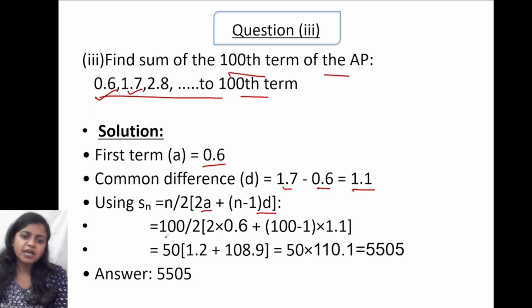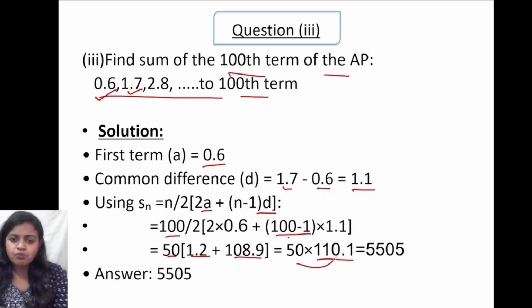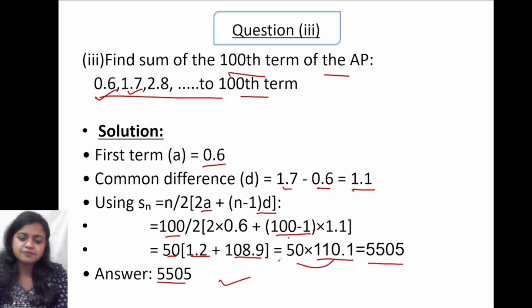Here n is 100, so 100 by 2 into 2 into 0.6 plus 100 minus 1 into 1.1. 100 by 2 is 50. 2 into 0.6 is 1.2, and 99 into 1.1 is 108.9. When we add 1.2 and 108.9 and multiply by 50, we get the answer.